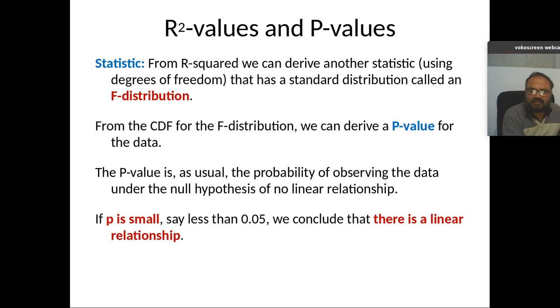So it can be converted to another statistic which is called F statistic and follows an F distribution. Then it's a standard distribution and it has a CDF, so you can derive the p-value for the data. So for a specific F statistic for your data, you can check from the CDF the corresponding p-value, and that p-value would actually help you to determine whether the null hypothesis is true or not. So for example, if p-value is small, say less than 0.05, we can conclude that there is a linear relationship.